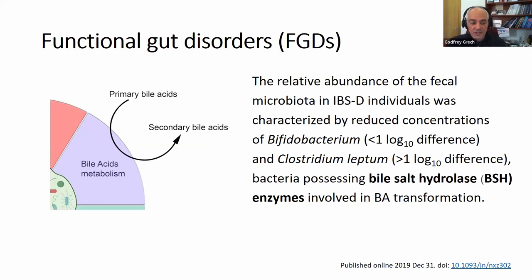So if we look at this pie chart slowly, there are the bile acids, and it's well known that IBS is characterized by reduced concentration of two specific bacteria, the Bifidobacterium and the Clostridium leptum. And these two bacteria are important because they have a specific enzyme, which the human cells do not, to transform the primary bile acids into secondary bile acids. Therefore, if you have a lack of secondary bile acids, that would result eventually in disease.